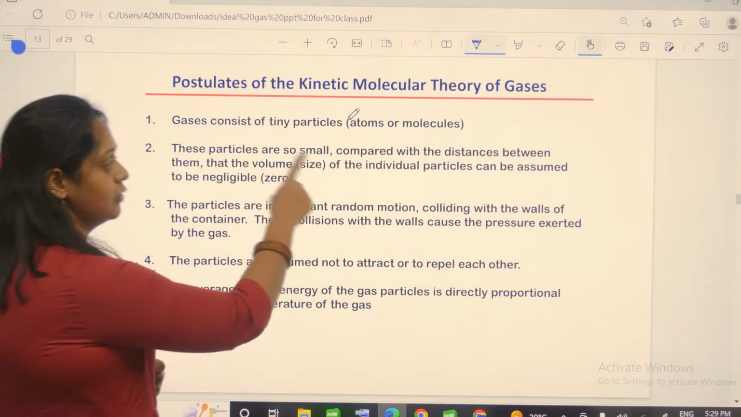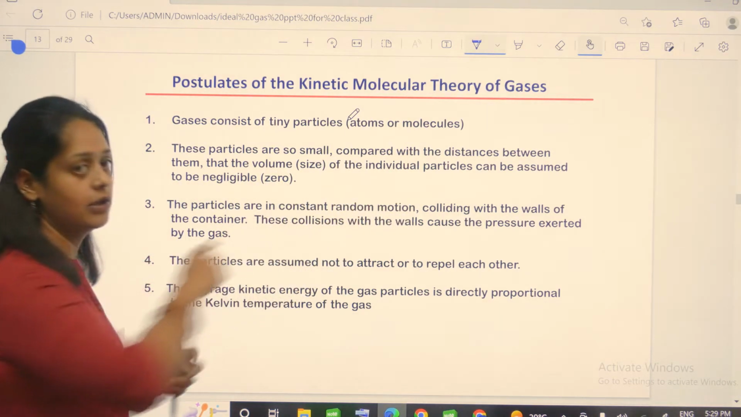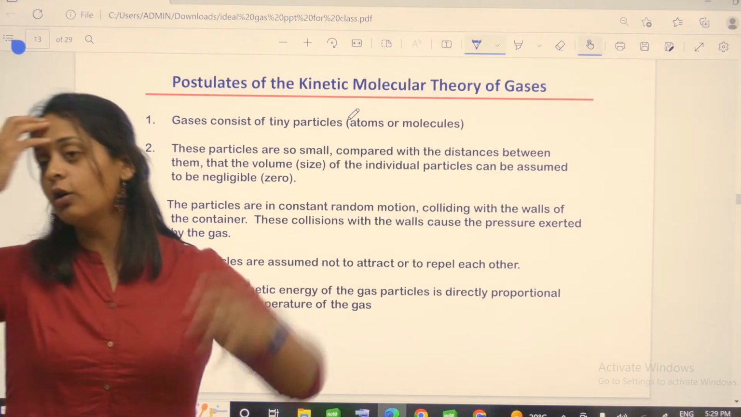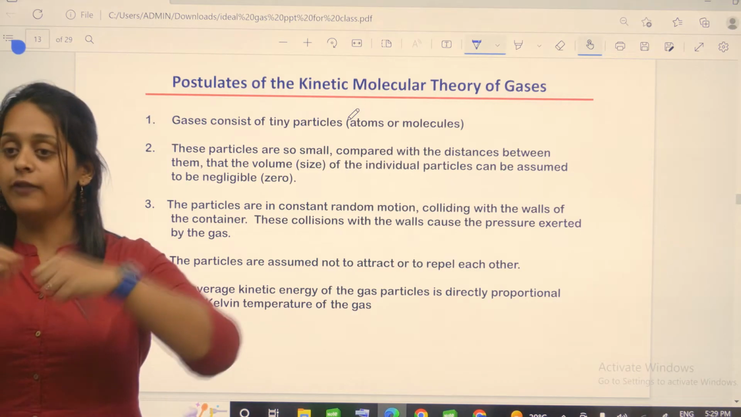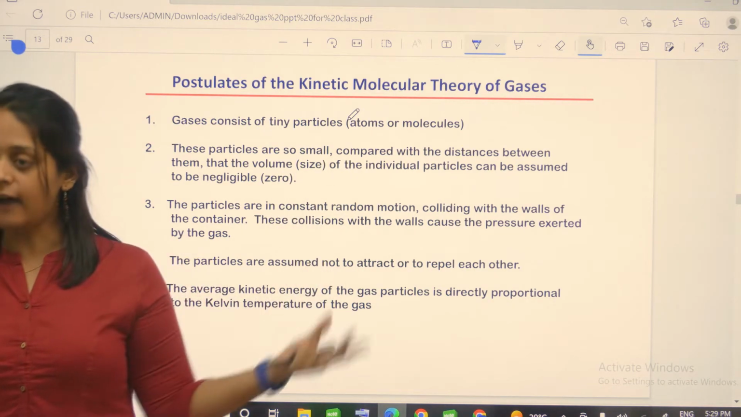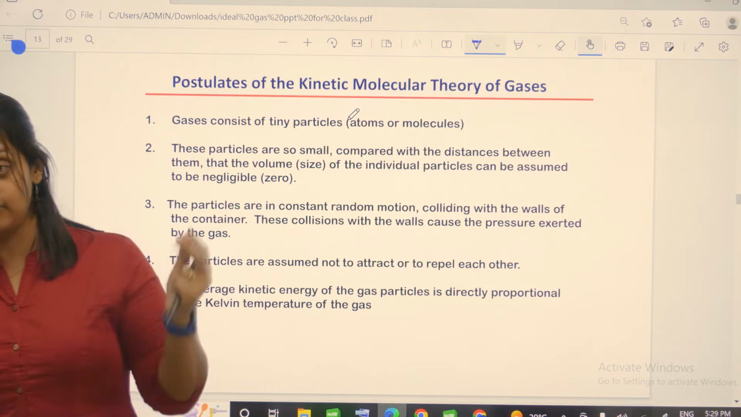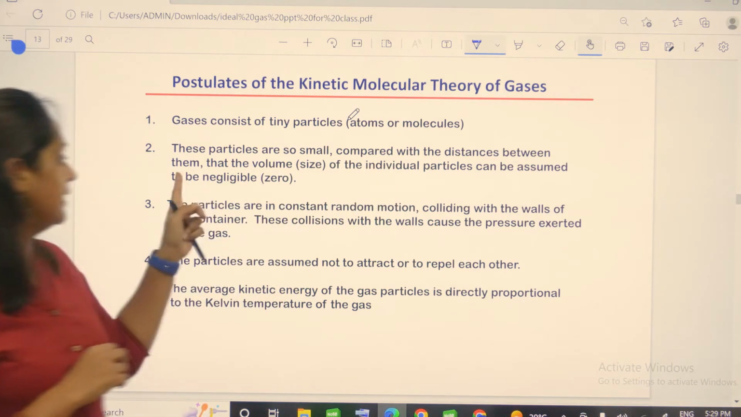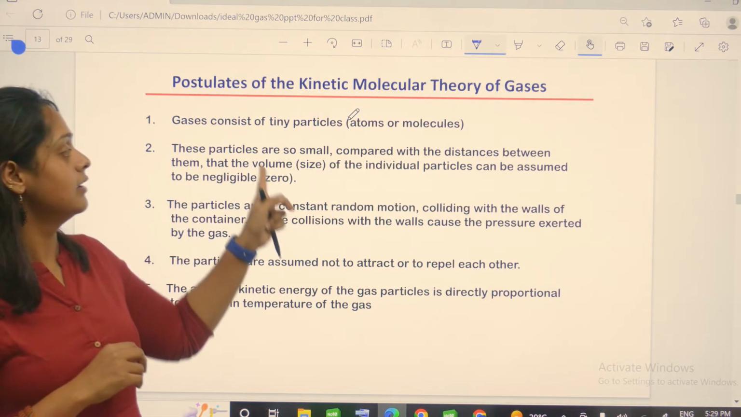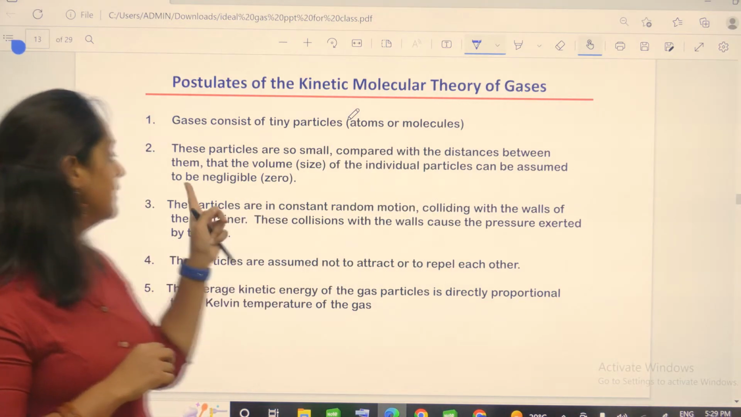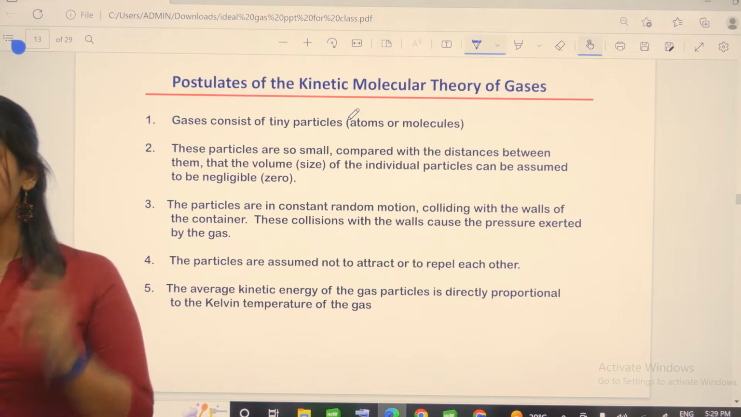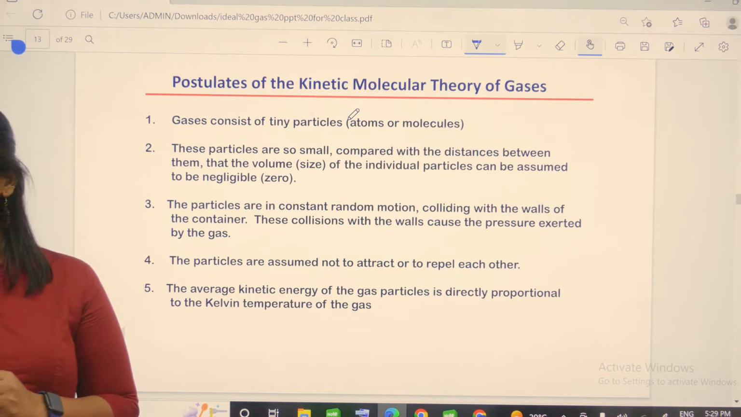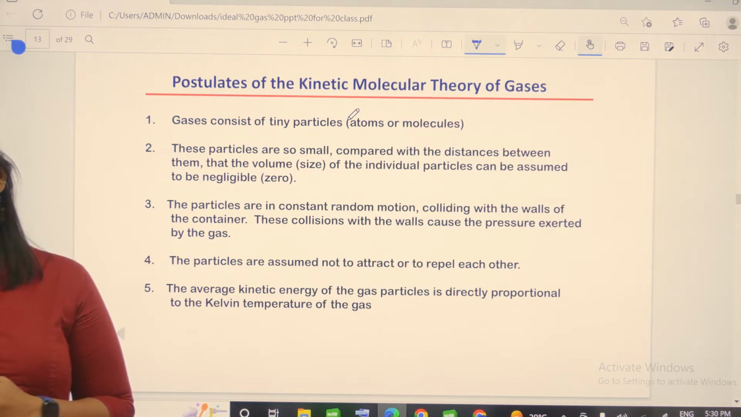What is the next thing which I know? These particles are so small compared to the distance. In a container, gases will occupy all the space available to them. They are so far apart from each other that the volume of the individual particle can be assumed to be negligible or zero.